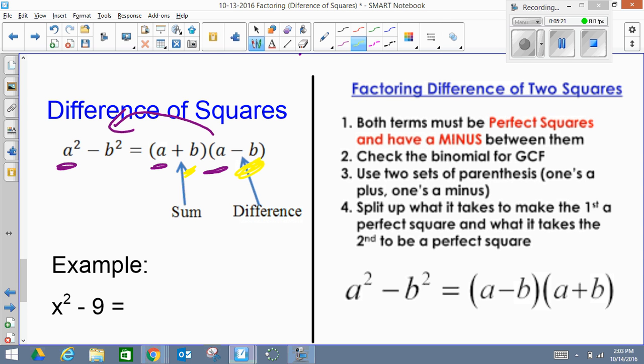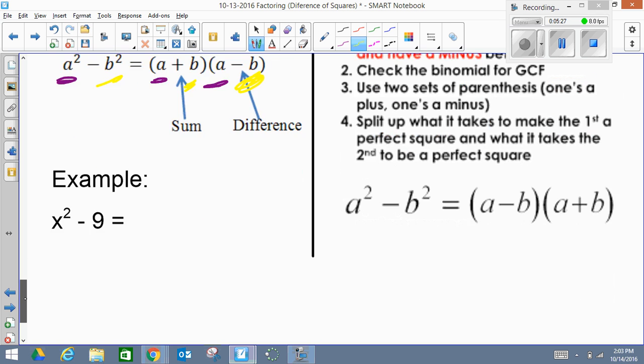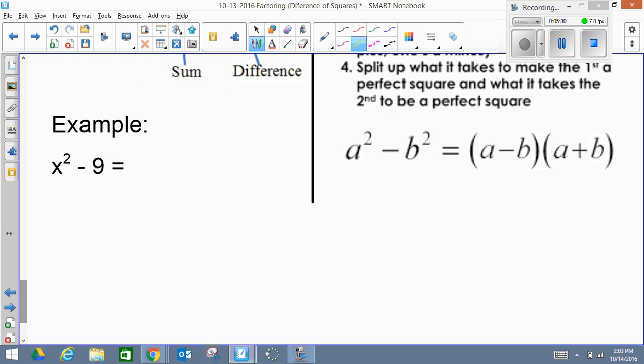B times b gives you b squared. So that's basically what they're saying in the direction. Okay, let me give you an example. So I have here x squared minus 9. We know it's a difference of squares because we have a minus between two terms. And the first one is x squared.